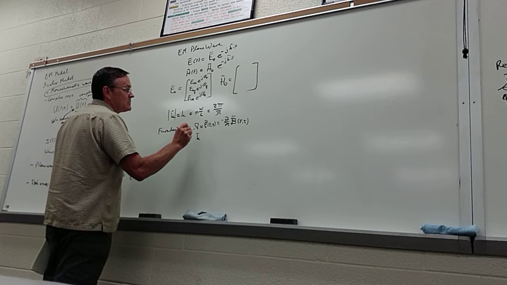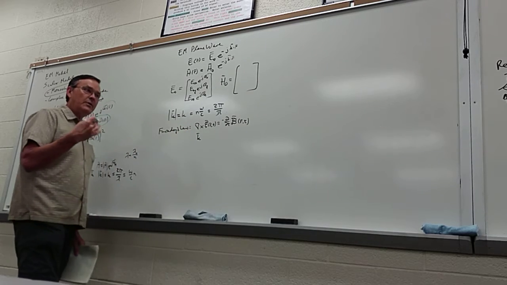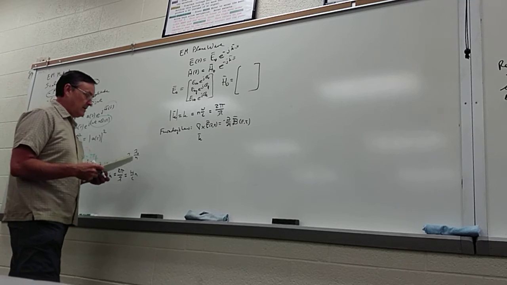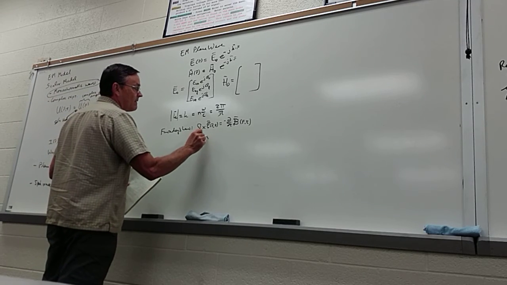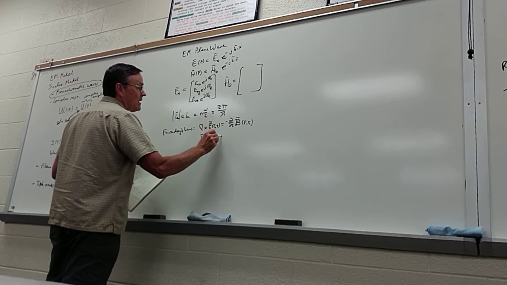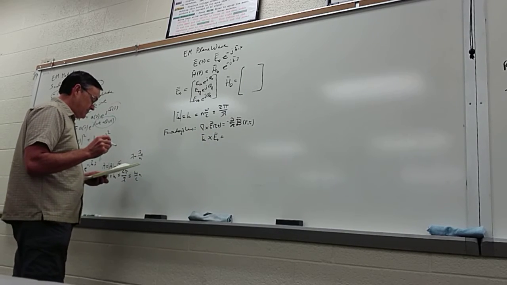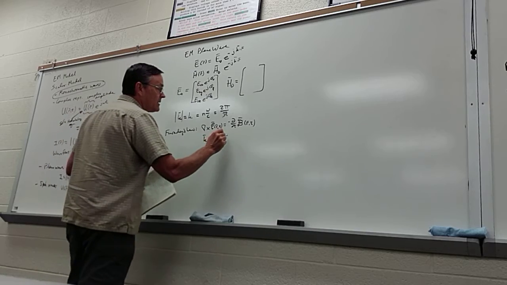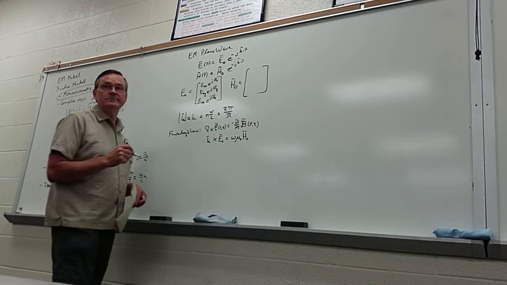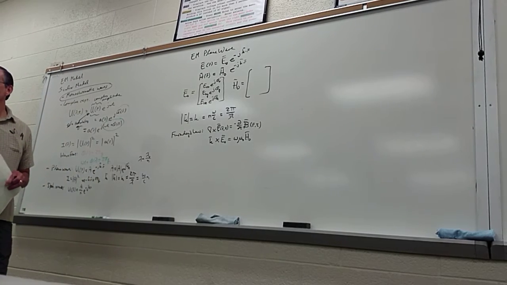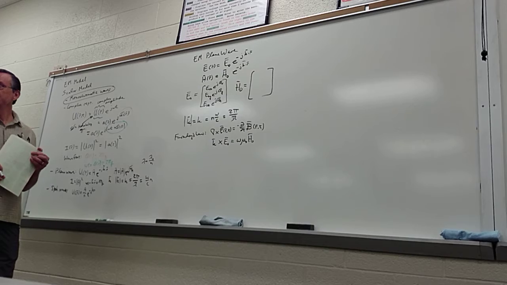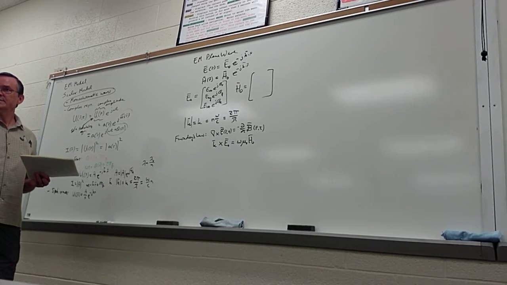But what this works out to be when we do all the math and cancel common factors on both sides is k crossed into E naught is equal to omega mu naught H naught. So that's what Faraday's law reduces to for the situation that we're dealing with.